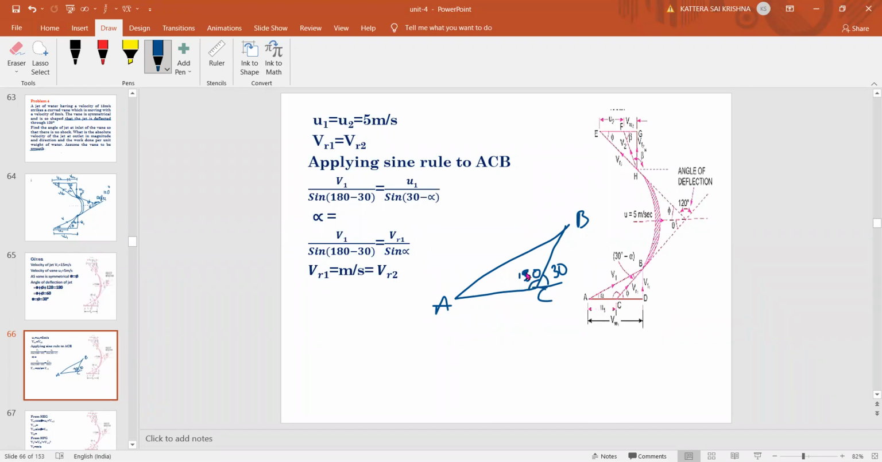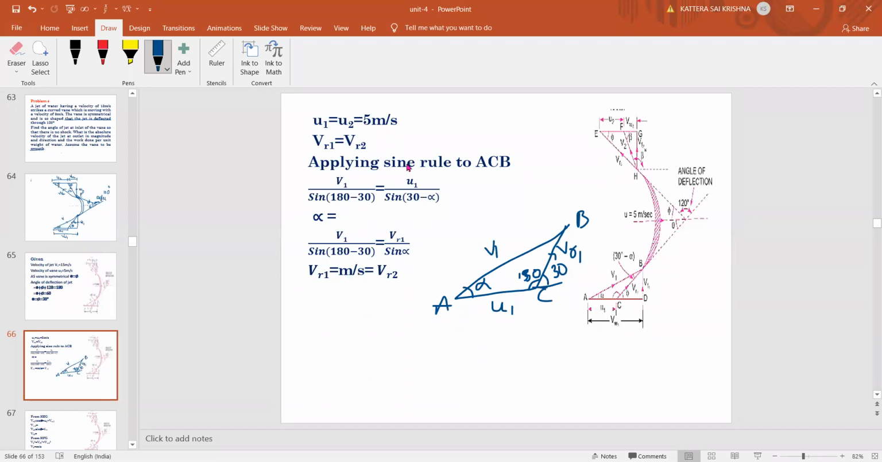Okay, 150. So why am I taking this angle? Because for the sine rule, we need the opposite length divided by the sine of this angle to be equal to that formula. So that's why I'm taking this one. Here we have alpha. What is this value? This is V1, and down we have U1. For finding alpha, I will use this one. And here we know this side, we have VR1.